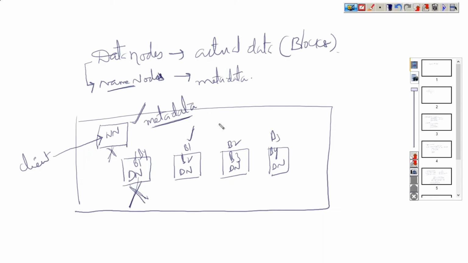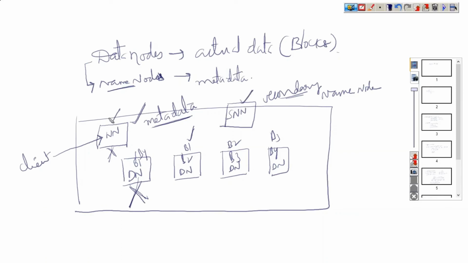So we cannot access them. Even though the data is there, we are not able to access it. So then what to do now? Okay, here comes the secondary name node. The name itself says that it is also a name node process only, but it's secondary. This is the primary and this is the secondary one.